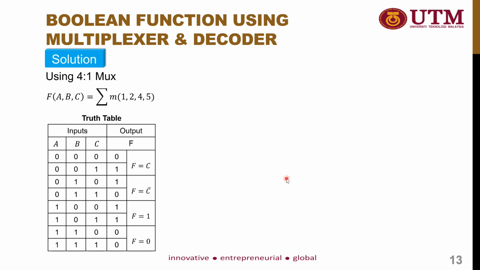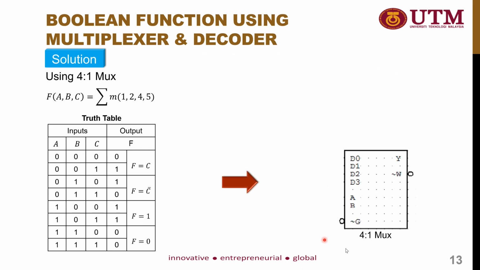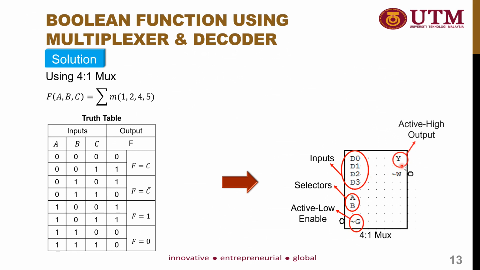Now, let's take a look at the block diagram of the 4 to 1 multiplexer. In a 4 to 1 multiplexer, we have a total of 4 inputs, 2 selectors, 1 active low enable input, 1 active high output, and 1 active low output. So, how to design the circuit of this expression into a 4 to 1 multiplexer? Let's take a look at the next slide.